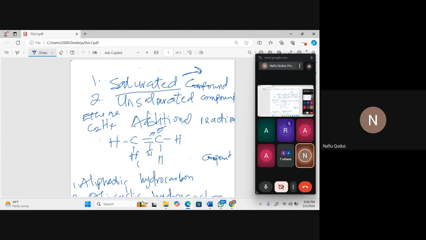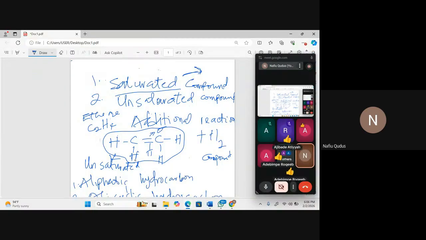So in this case, we have one sigma bond and one pi bond, and we said the pi bond can be broken, right? In this case, this can also go back to what? Ethane, by addition of what? Hydrogen. That's why if you have any compound like this, we call it unsaturated. Are we together?